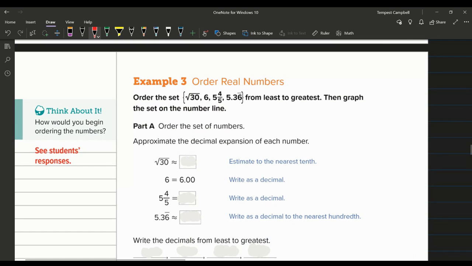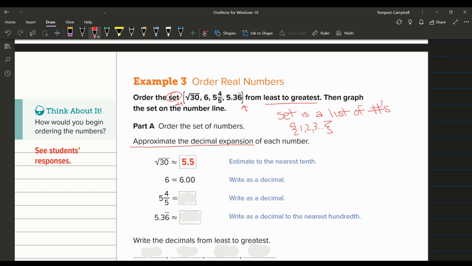All right, example number 3. Order the set. So we're going to have squiggly brackets when we talk about something called a set. A set is just a list of numbers, and that's usually going to be surrounded by curly brackets. So like 1, 2, 3, right? It's a list of numbers. So we're going to take these and order them from least to greatest. First thing we need to do is approximate the decimal expansion.